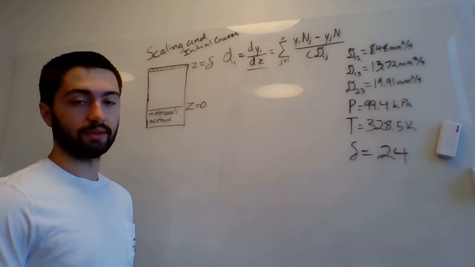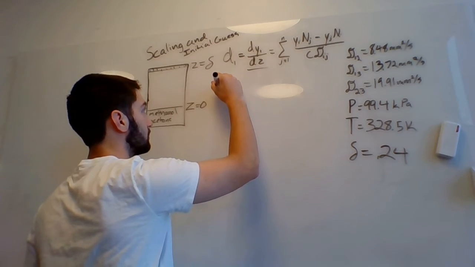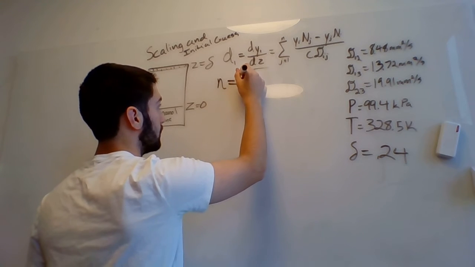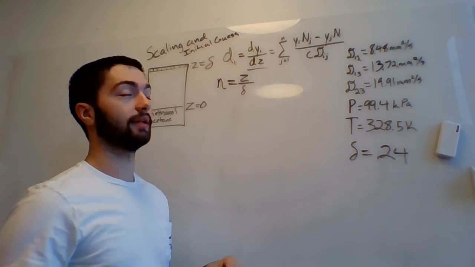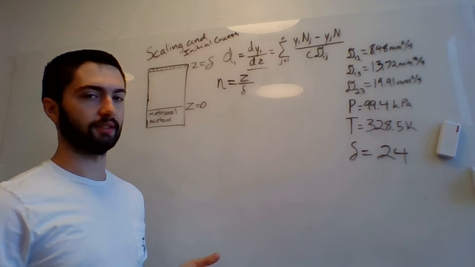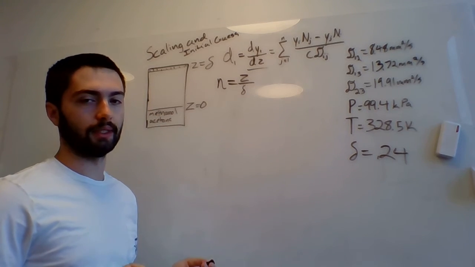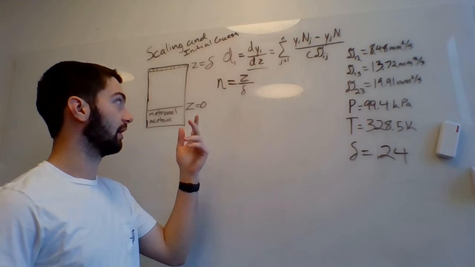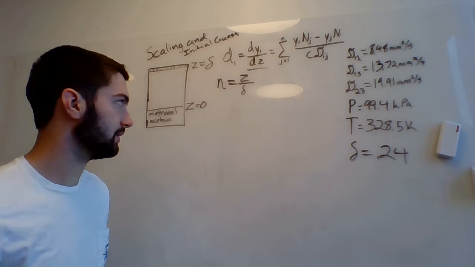To do this, we're going to introduce a new variable, and we're going to call that eta. Eta will be equal to position Z over delta. This eta variable is now dimensionless as it's meters over meters. And it's always going to be between 0 and 1 because at Z equal to 0, eta is obviously 0, and at Z equal to delta, eta is 1.